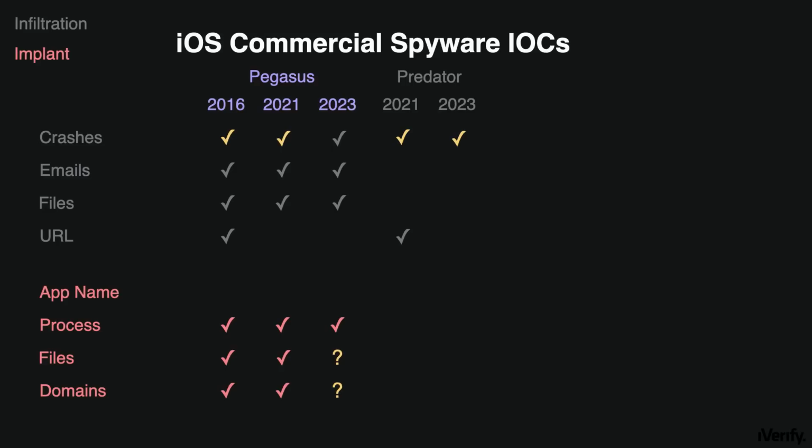Same for Predator. We have likely crashes. We have a URL which was recovered in 2021. And we have information about the exact processes spawned, about some of the files which are left behind, and about the attack infrastructure.